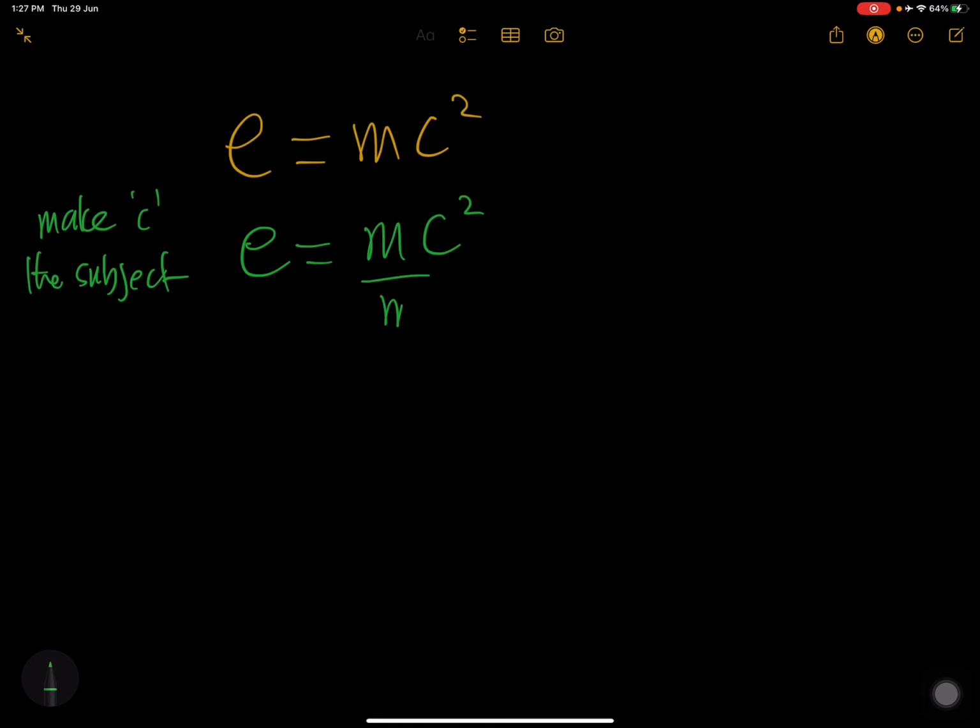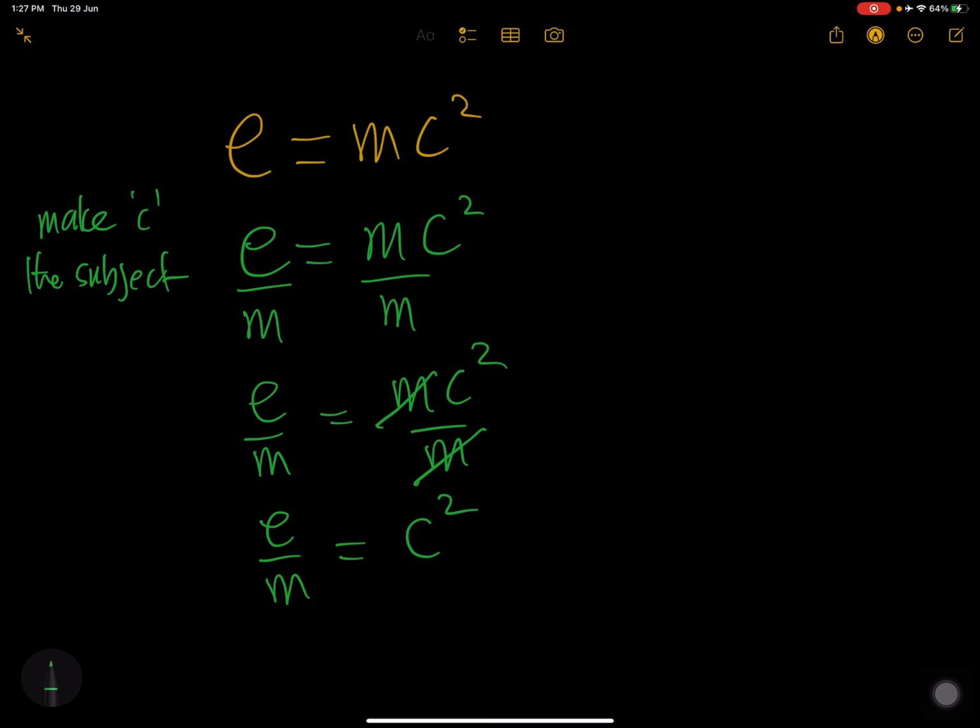We eliminate it by dividing both sides by M. And we have E over M equal to MC squared over M. And we cancel this out. We get E over M is equal to C squared.